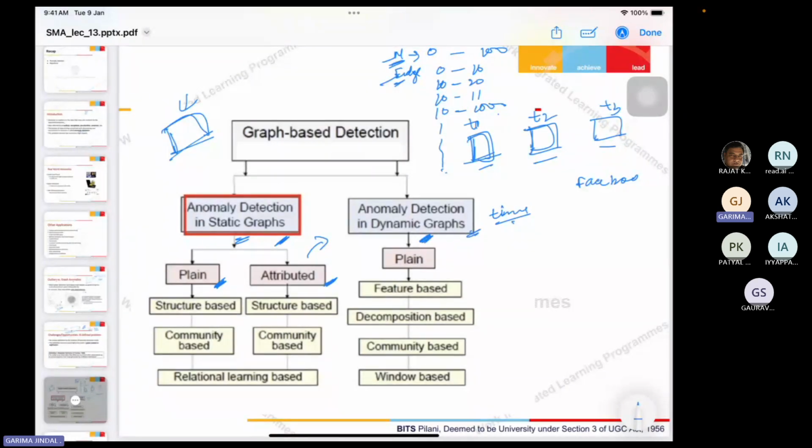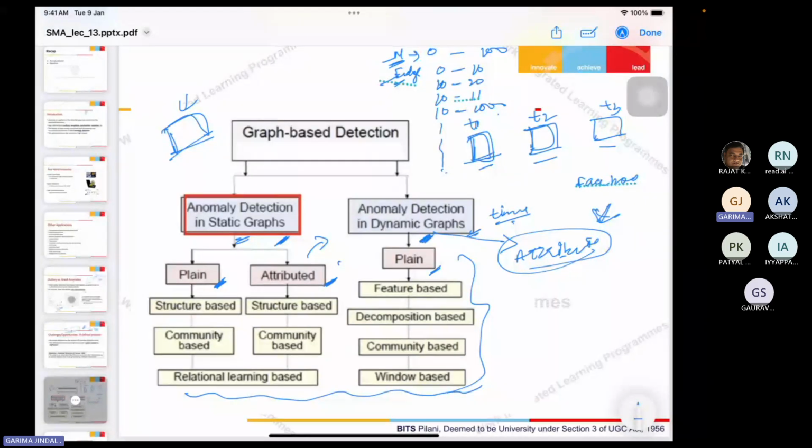Now in dynamic graphs also we have plain graphs as well as attributed graphs. But there is very little research done in this branch, attributed dynamic graphs. So if you are searching for a research problem, you can look into this branch. You can start looking into the algorithms in all these different areas, and then you can design new algorithms and new definitions in attributed dynamic graphs.